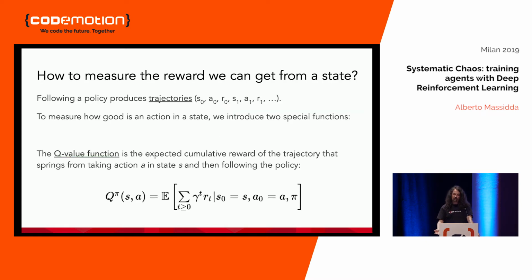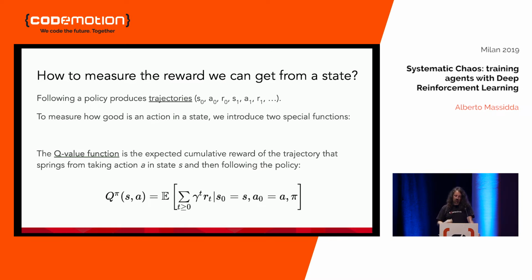So how can we measure the reward we can get from a state? Following a policy produces trajectories, which means you get into a state, you take an action, you get a reward, and you get a new state where you take a new action, you get a new reward, and so on. And you could actually count the rewards in the trajectories that your policy generates for you.